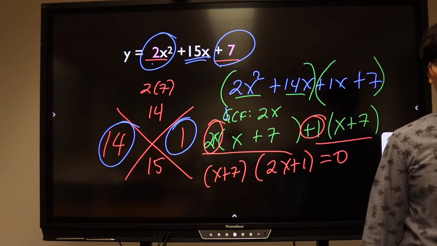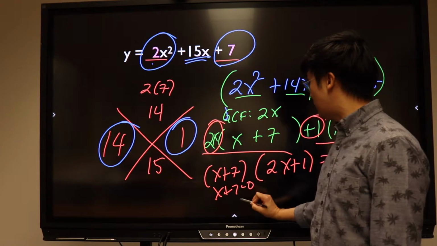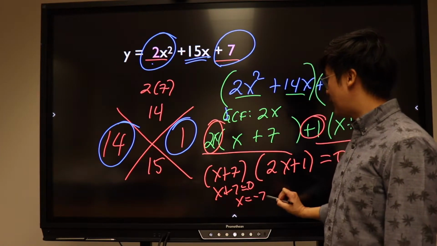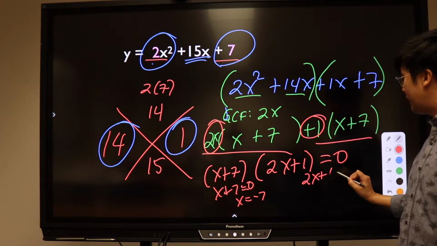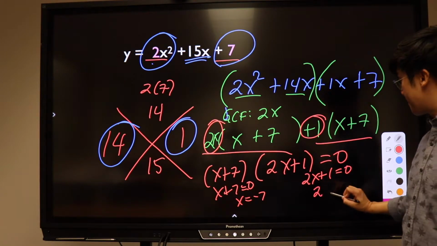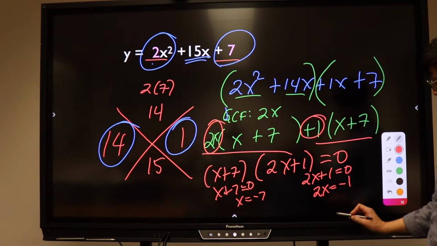And finding for x will be easy because for this one, x plus 7 is equal to 0. What is x? Negative 7. And this one, 2x plus 1 equals 0. You subtract 1 on both sides, right? It'll be half. It will be 1 half, positive or negative. Negative.